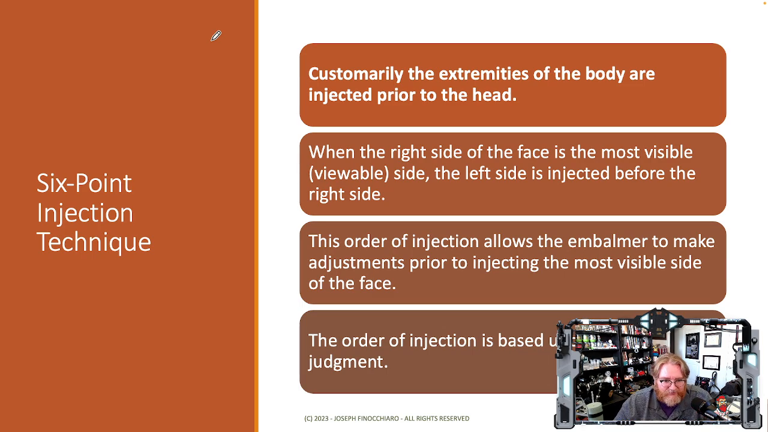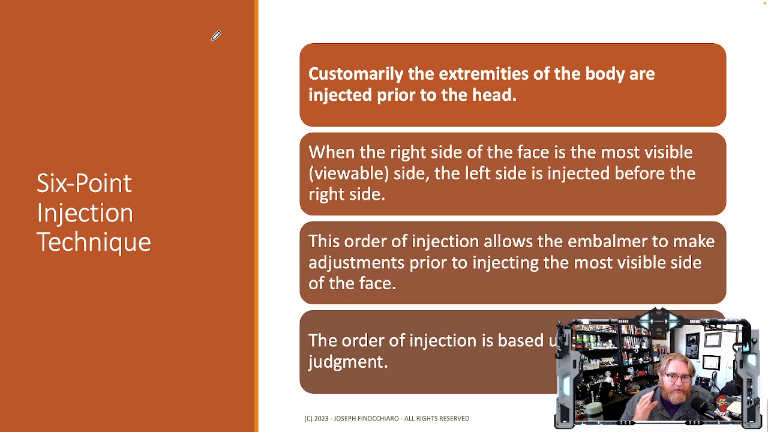Now, when the right side of the face is the most visible, viewable side, the left side is injected before the right side. The order of injection allows the embalmer to make adjustments prior to injecting the most visible side of the face. The order of injection is based upon professional judgment. Nothing here states that this is the only way it gets done. The recommendation is that you start with the extremities, then work on the head. If you are assessed, you will absolutely need to answer: you start with the extremities and then go to the head.